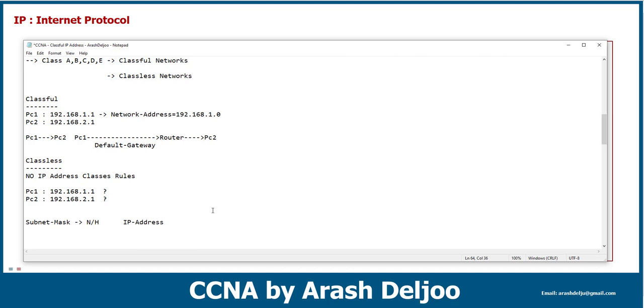32 bits: 8 bits, 8 bits, 8 bits, 8 bits. This is the IP address. Yes, I know that in most cases you are using the dotted decimal notation. It's okay, but let me first use the 32-bit length.